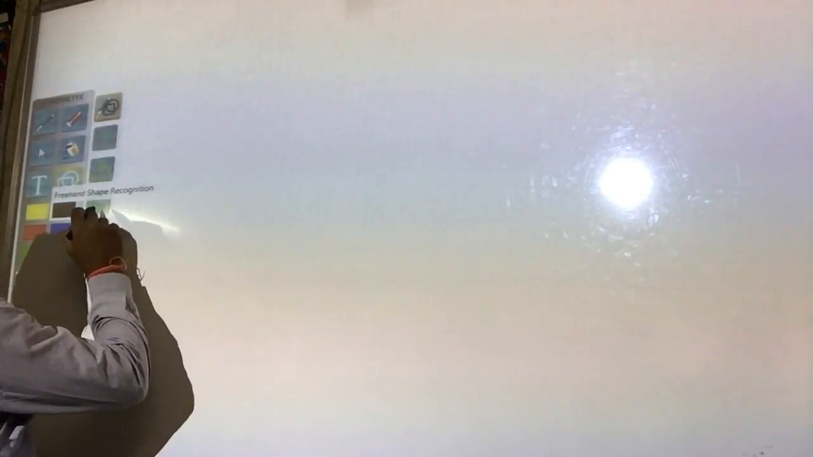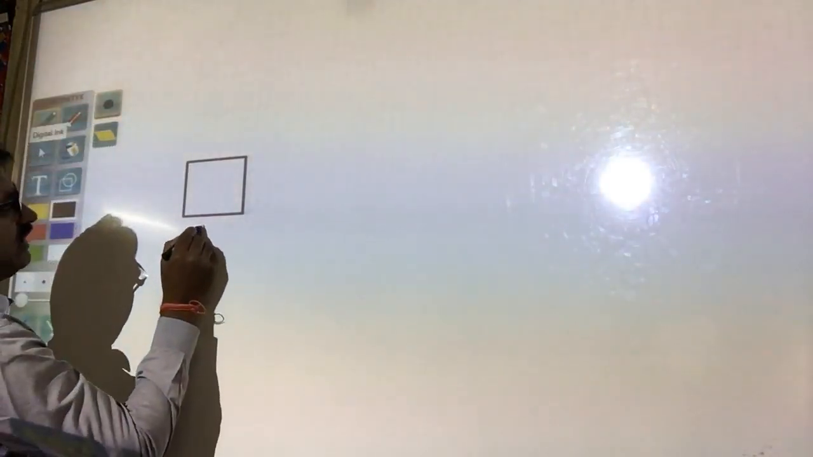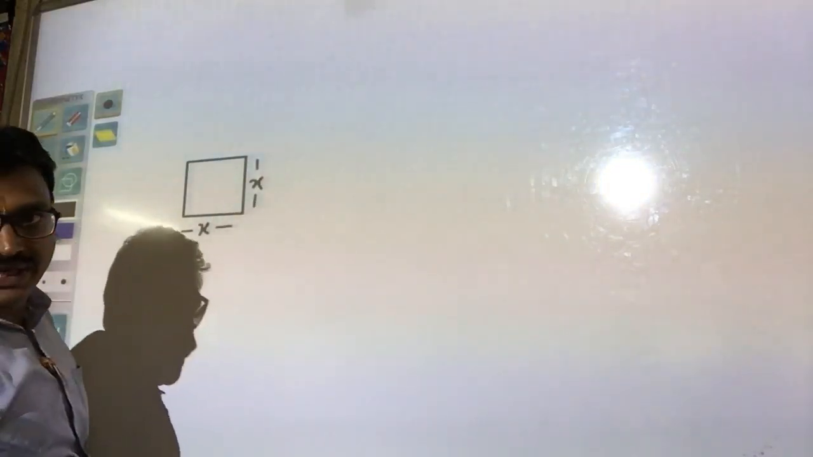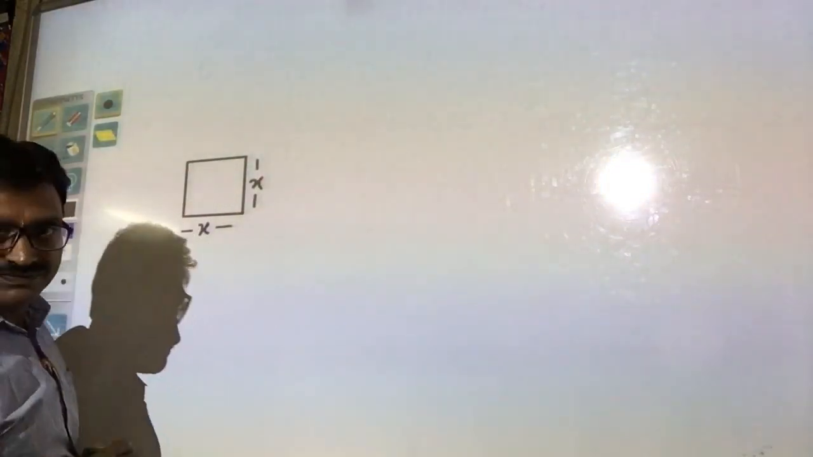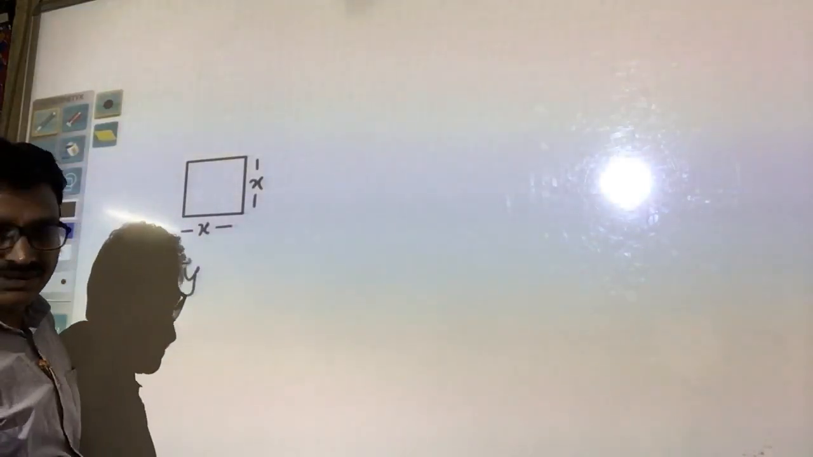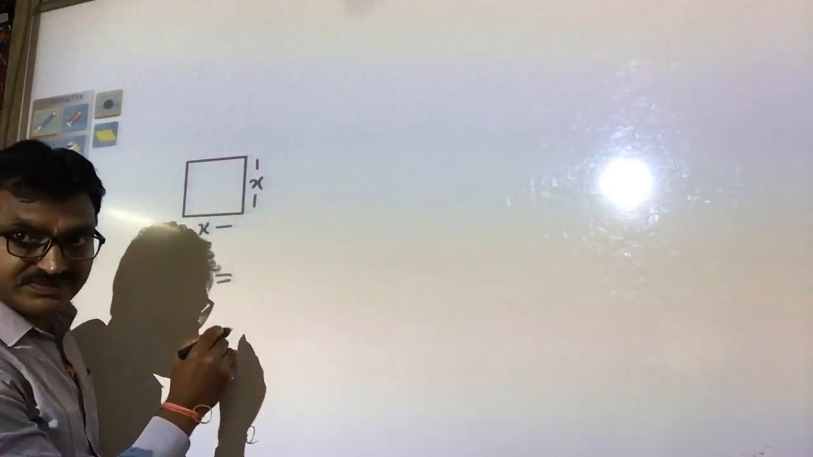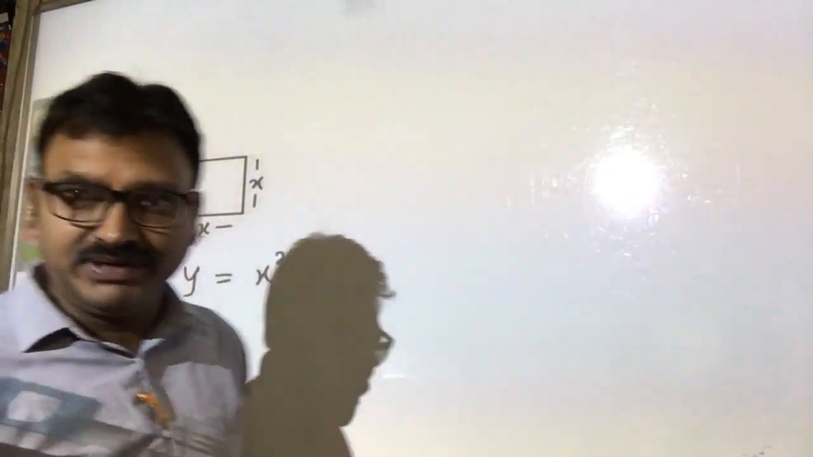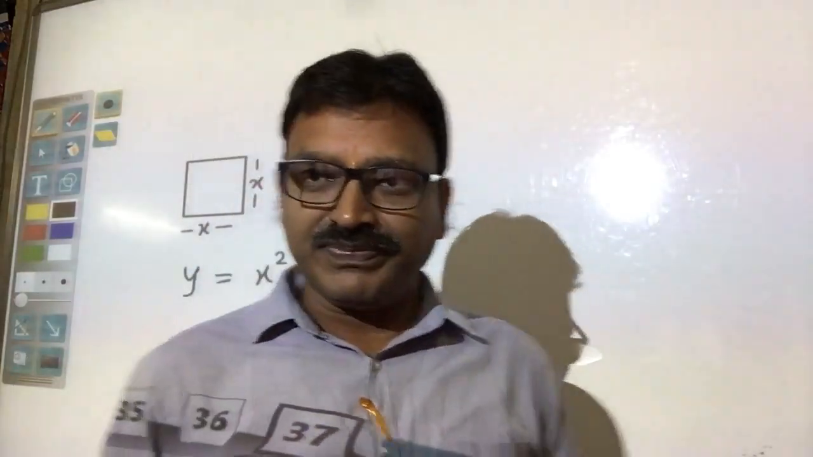Suppose I have a square whose dimension is x units, and suppose the area of this square is represented by y. Then y is equal to what? Then y is equal to x square. Definitely, y is equal to x square.